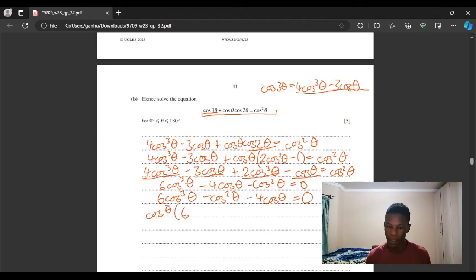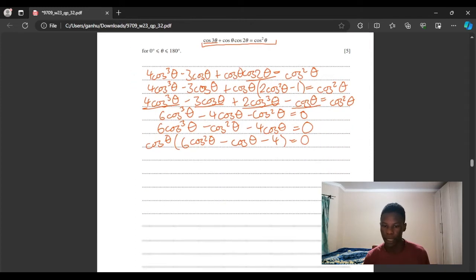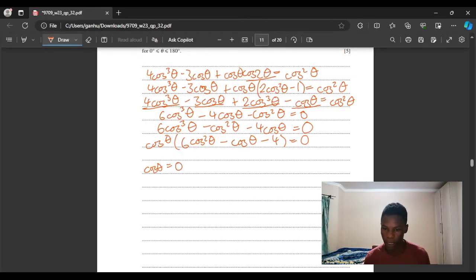So it becomes cos theta times (6 cos squared theta minus cos theta minus 4) is equal to 0. And let's equate cos theta to 0, and our quadratic, if you hadn't noticed, this is a hidden quadratic. Let's equate that to 0 as well.